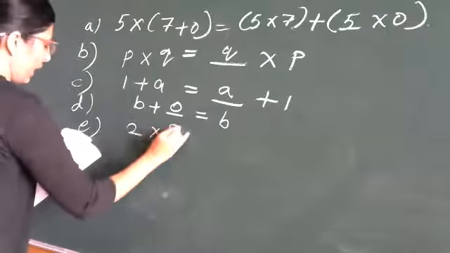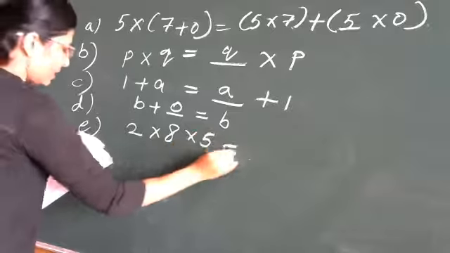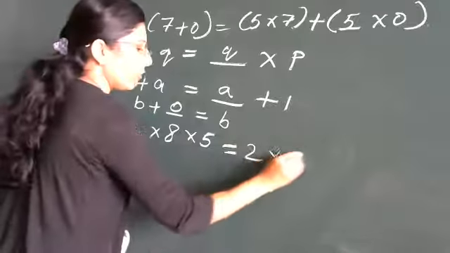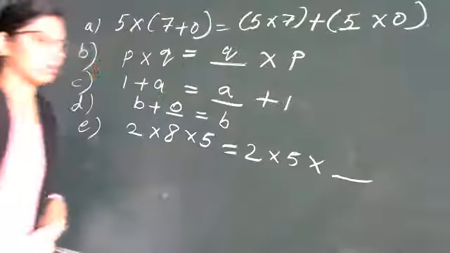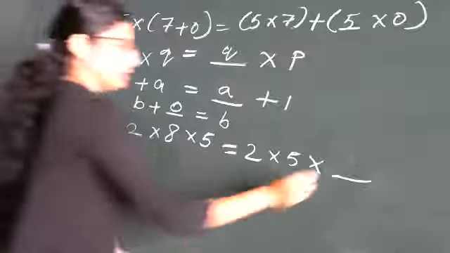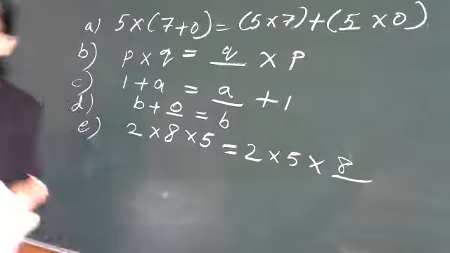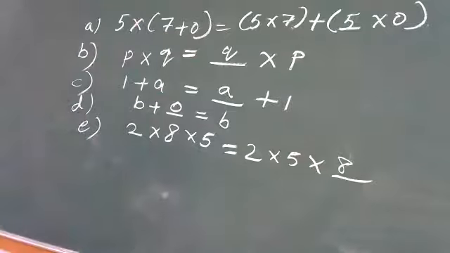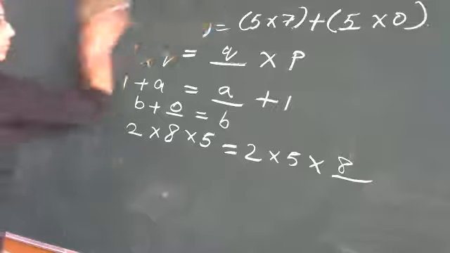2 into 8 into 5 is equal to 2 into 5 into 8. Yes. This is associative property of multiplication.